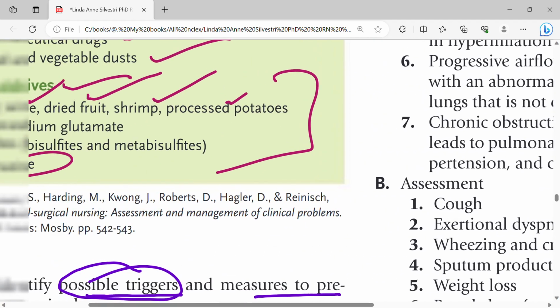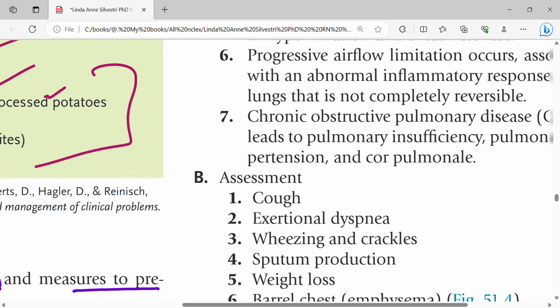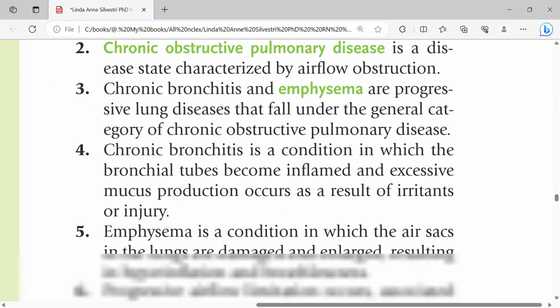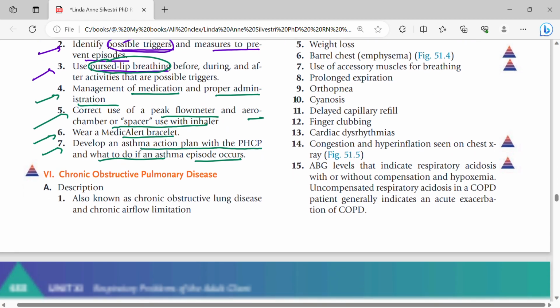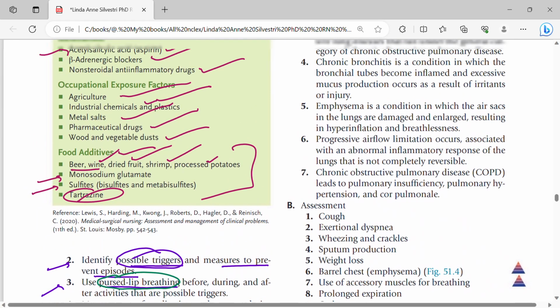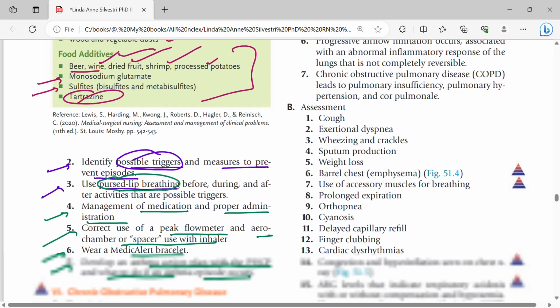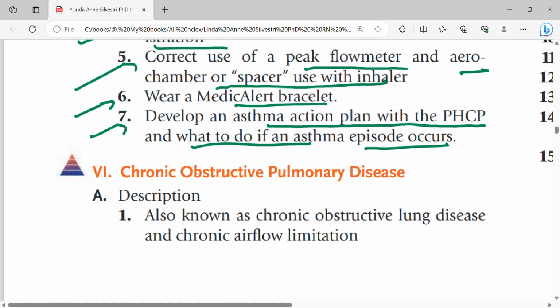Now the next topic we will see is COPD, that is chronic obstructive pulmonary disease.